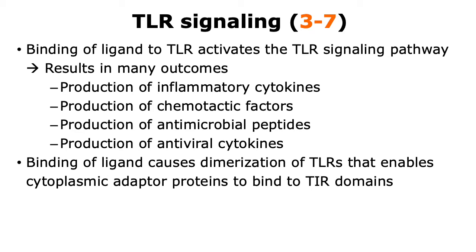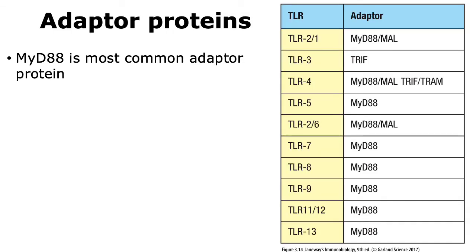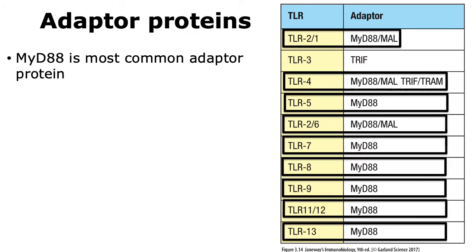This results in the recruitment of adapter proteins, and there are many adapter proteins that are essential in TLR signaling. MYD88 is the most common adapter protein in TLR signaling. When we look at the table, we can see that with the exception of TLR3, all the other TLRs recruit MYD88 when they get activated.